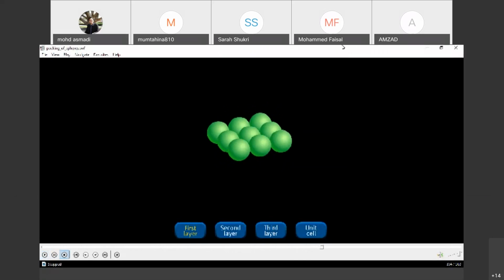This is the first layer of a crystal with its atoms arranged in simple cubic packing. Click on the second layer button to see how the second layer stacks in simple cubic packing. The second layer of atoms stacks directly on top of the first layer. Click on the third layer button to see how the third layer stacks.